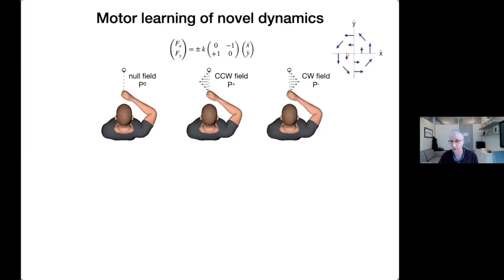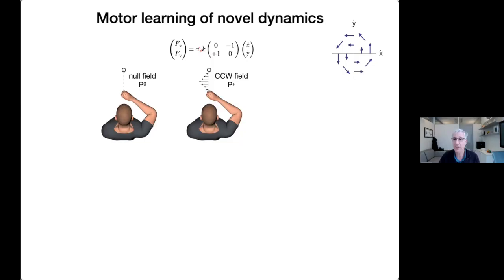at right angles to your current direction of motion. So if you move away from yourself, you get pushed to the left. If you move to the right, you get pushed away from yourself. And we call this a counterclockwise viscous curl field. So if you were to make this movement, you're going to get perturbed to the left. And we're going to call that P+.